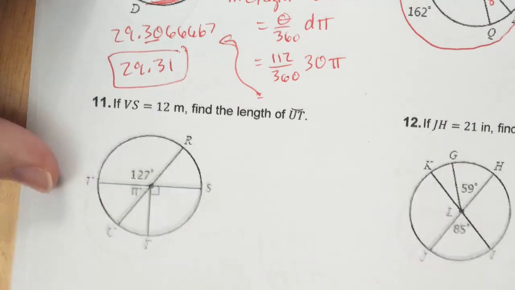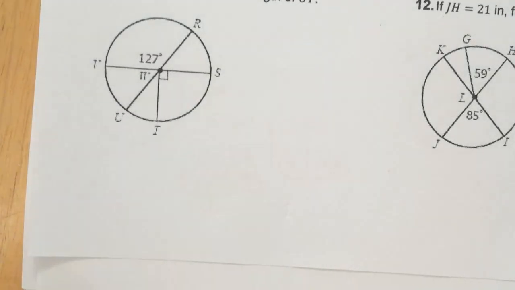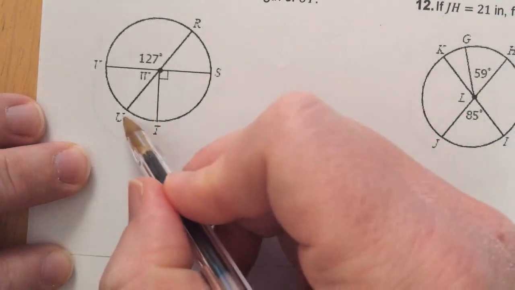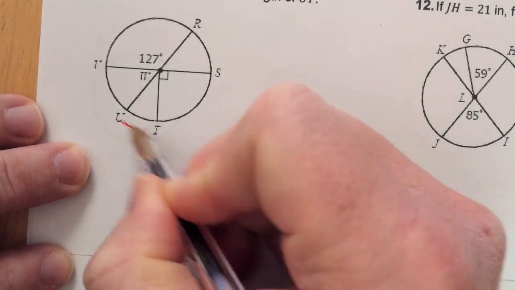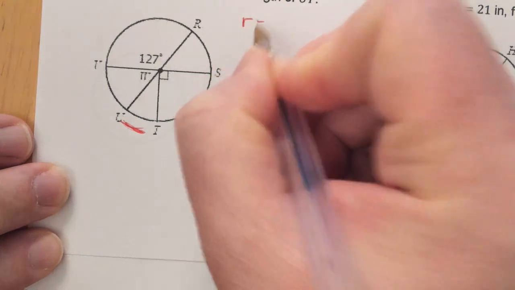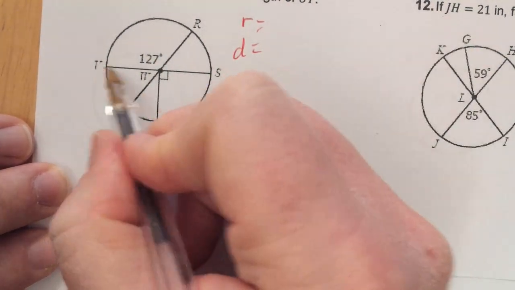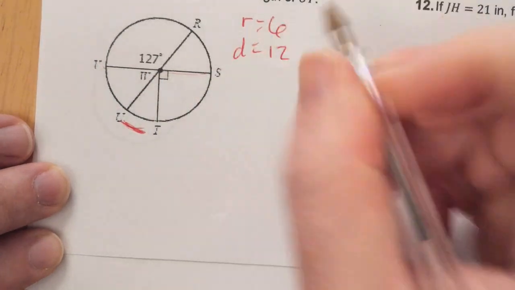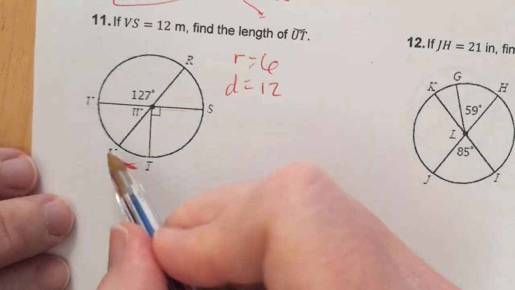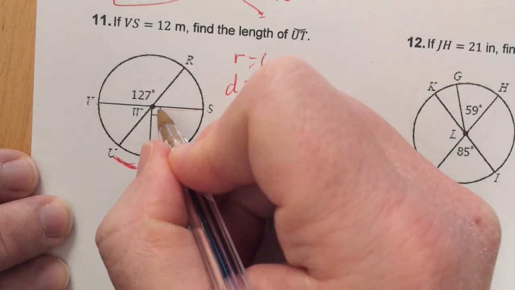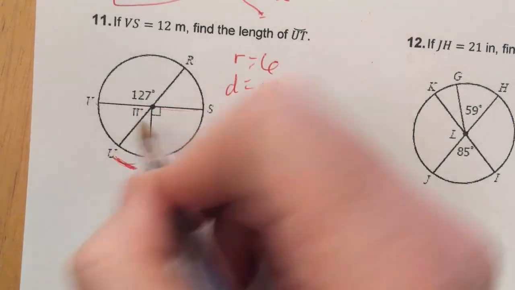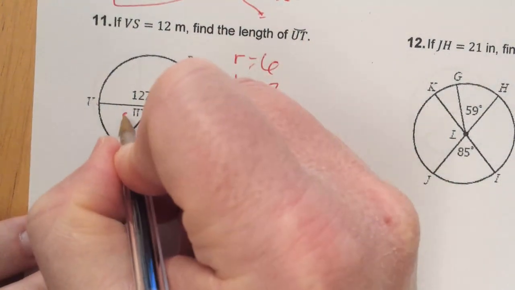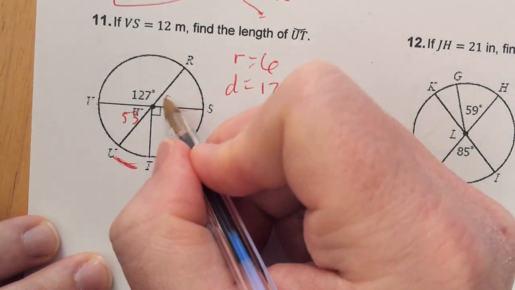All right, 2 more problems. Okay, so we have U to T. That's what we want to find, right? First of all, your radius and your diameter. V to S, that's all the way across, so that'd be the diameter, so your radius would have to be 6. And we only want this little part. I know that this is 90 degrees. This is 180 minus 127, this would be 53. And this would be 53.